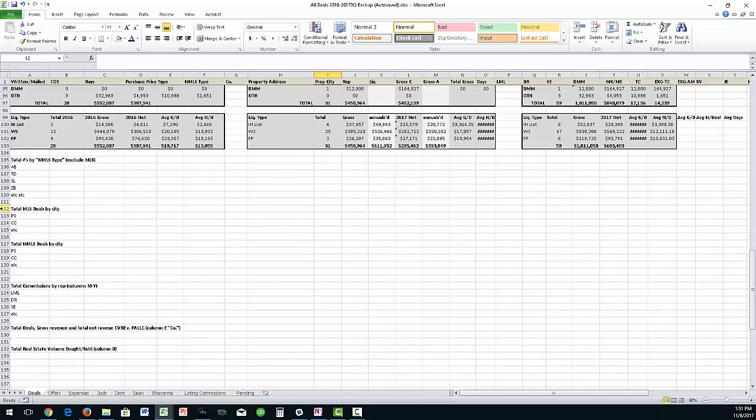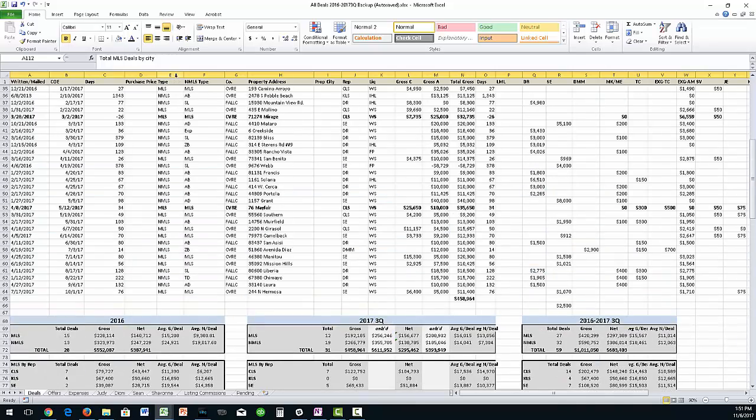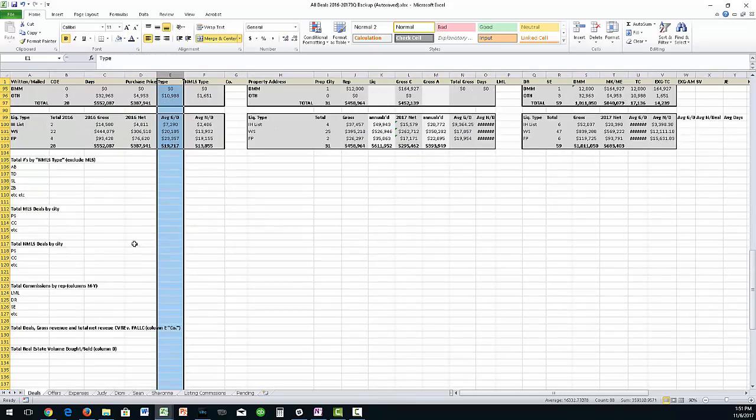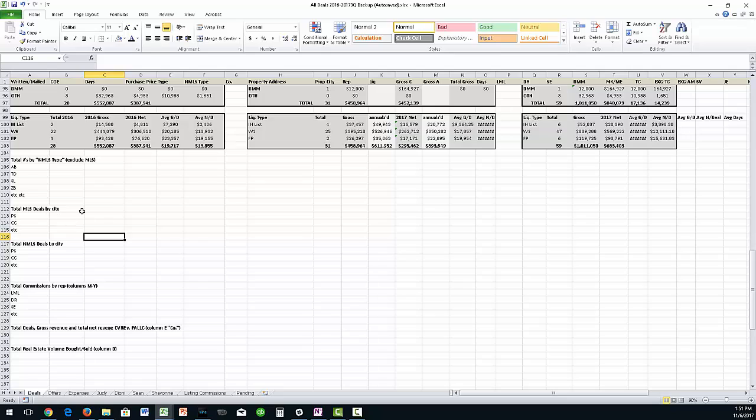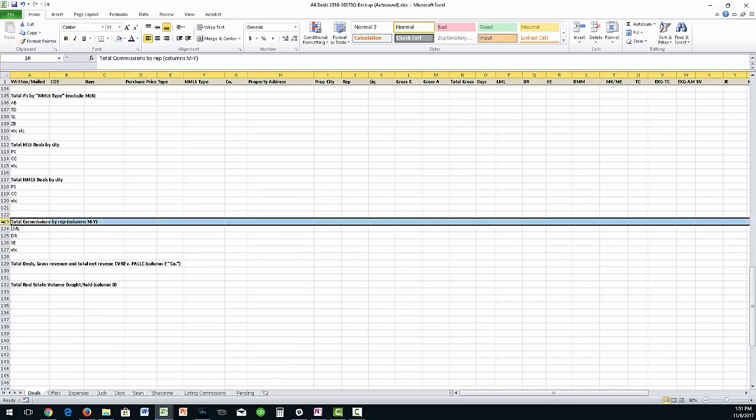I'd like to see total MLS deals by city, keying off of column E. Same thing: total deals, gross, net, average. Same thing with non-MLS deals by city. Then this is a little different.